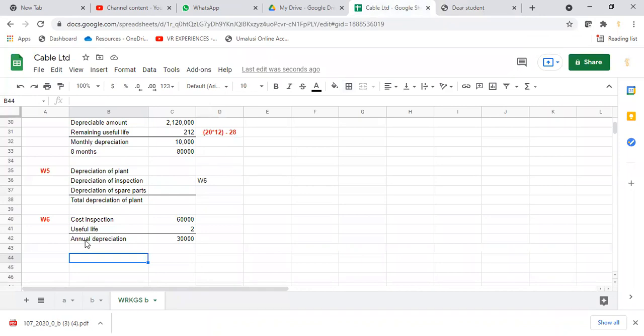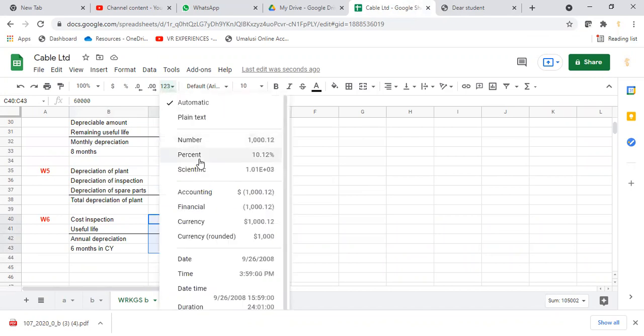So therefore, 31 August, so it is September, October, November, December, January, February, so 6 months. Okay, so 6 months in current year. So therefore, we're going to say that multiplied by 6 divided by 12. Okay, so the inspection over there is 15. So the depreciation is 15,000 Rand for the current year.